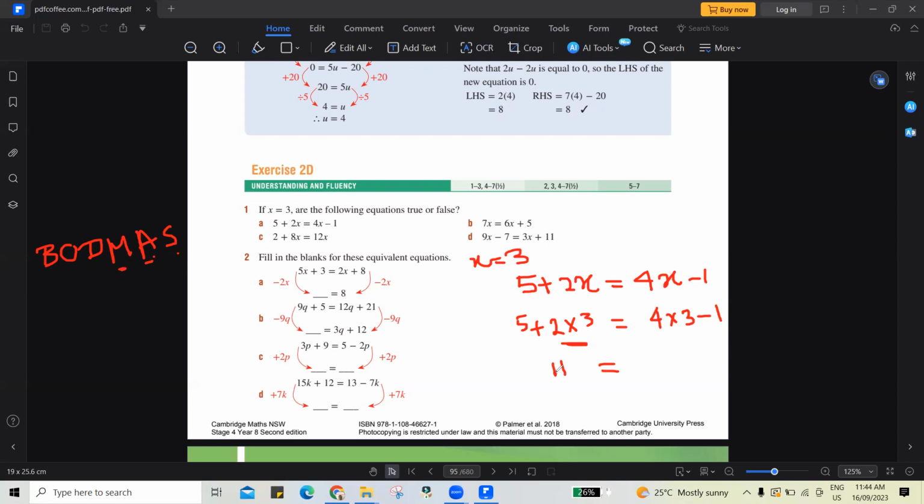I found the left side. Right hand side, 4 times 3, 12, minus 1, 11. Left hand side equals right hand side. That means this equation is correct. The x value 3 is correct. Right? You are going to prove whether x equals 3 makes this equation correct. Can you try B now?